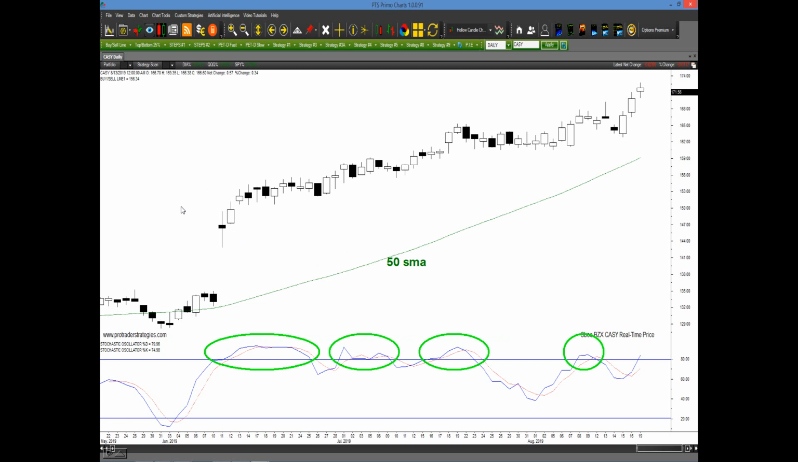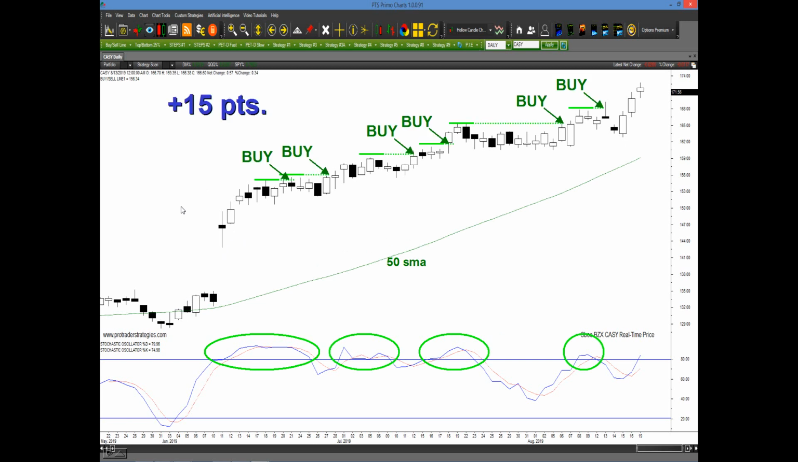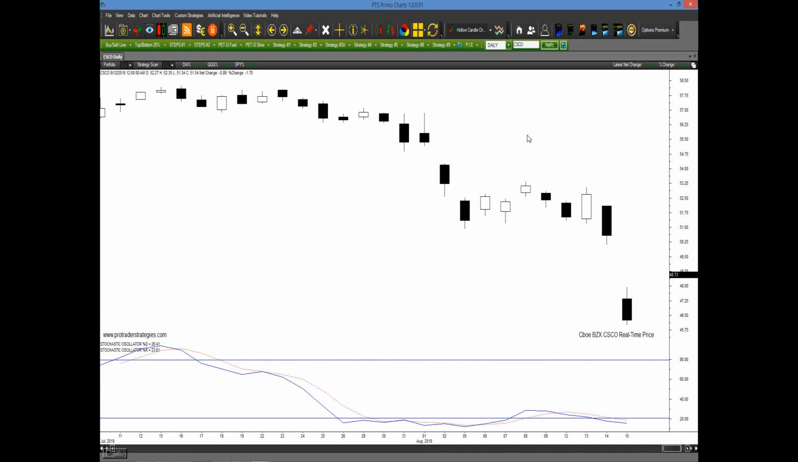All right. Now we identify these overbought areas. We look for the so-called tops. And then had you taken the first one right here, or the second one, potentially 15 points you could have captured in your favor. Okay. See how simple this is. Now, what if you had tried to sell that all the way up, thinking it's topping out? Would you think you'd make any money? I don't think so.